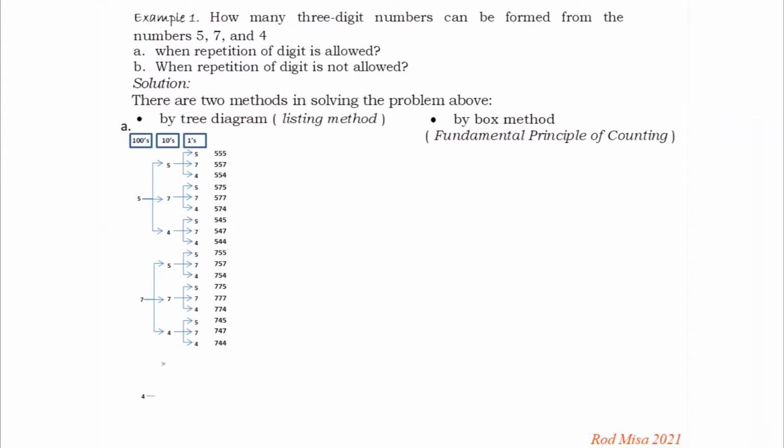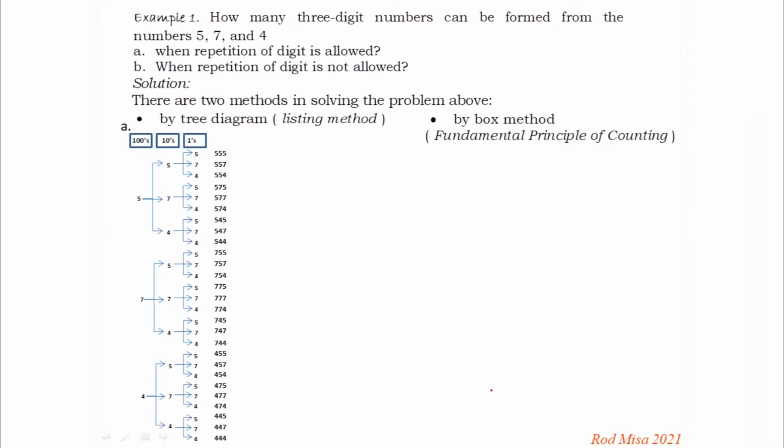But you can also place 4 in the hundreds place. So we can have 455 or 457, 454 or 475, 477, 474, or you may have 445, 447, and 444. So here is an additional set of 3-digit numbers which have 4 in the hundreds place.